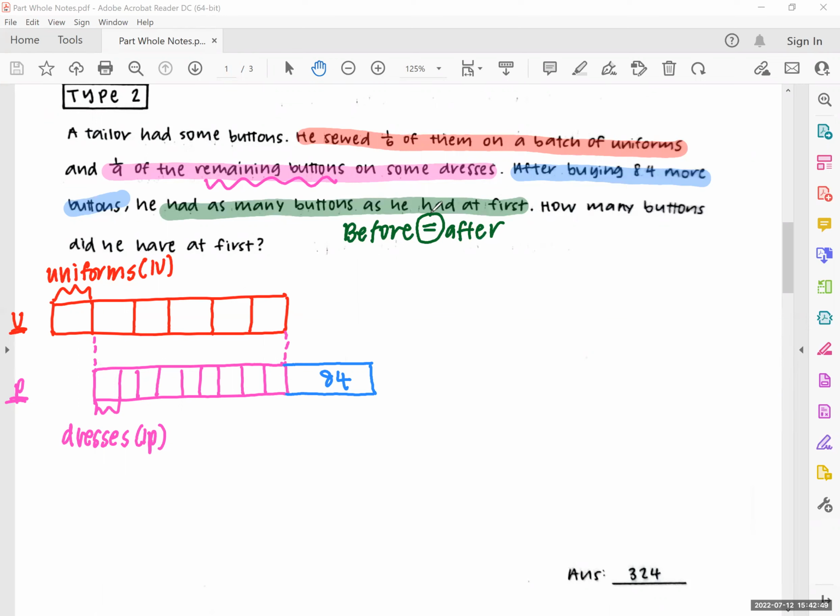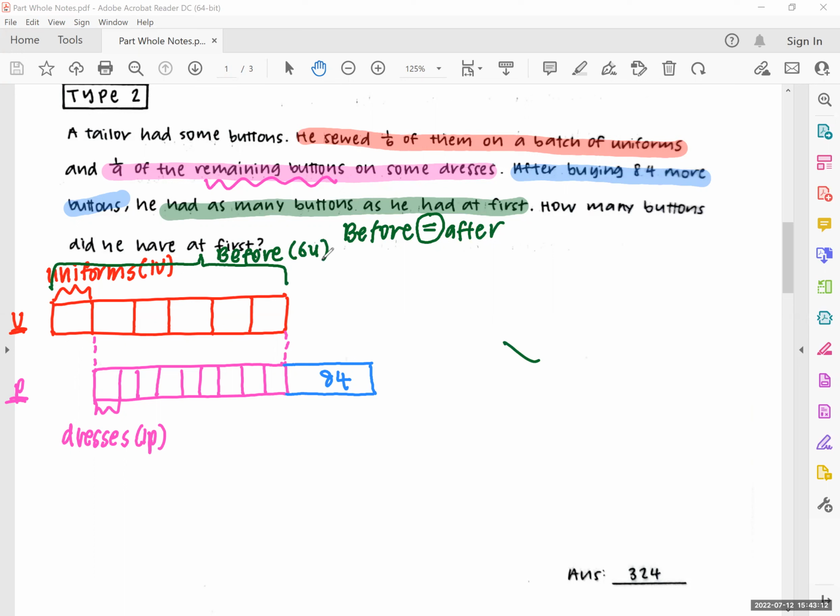So how to find the before? So we look at here. Before is in what color? In red, right? And before is from here to here, correct? This is my before. And you look carefully, before is actually in units or parts. How many units? Put bracket, 6 units.